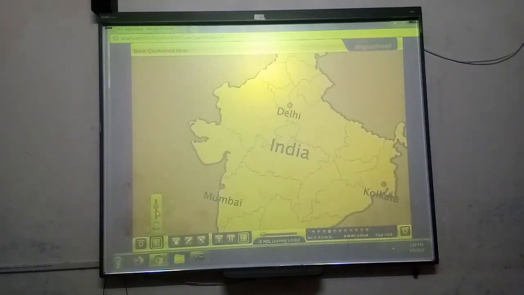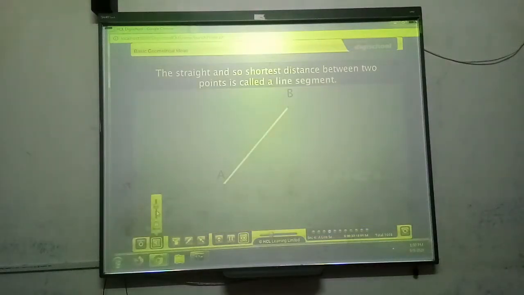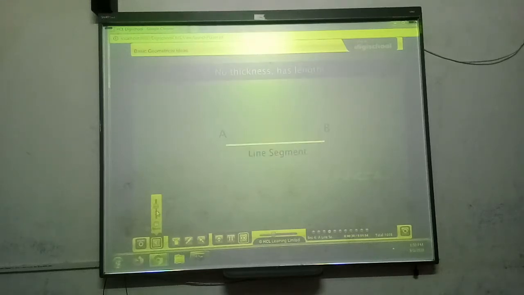Coming back to our points, imagine points A and B are two cities and you want to travel from one to the other. What would be the shortest route of travel? This, or this? The straight route would be the shortest. The straight and so shortest distance between 2 points is called a line segment. A line segment has no thickness, but it has a length. It is said to be one-dimensional.